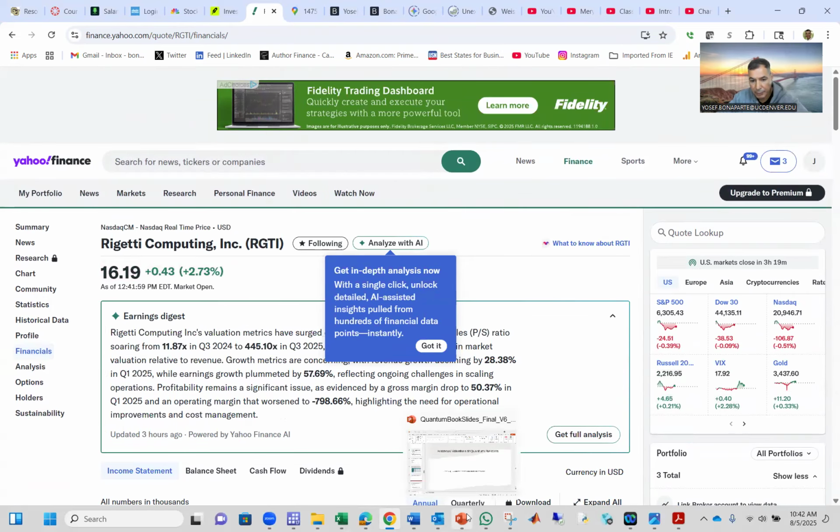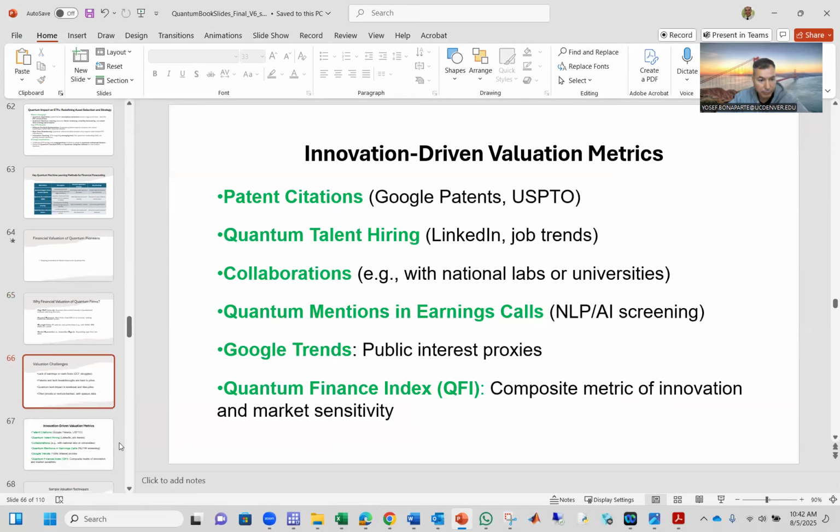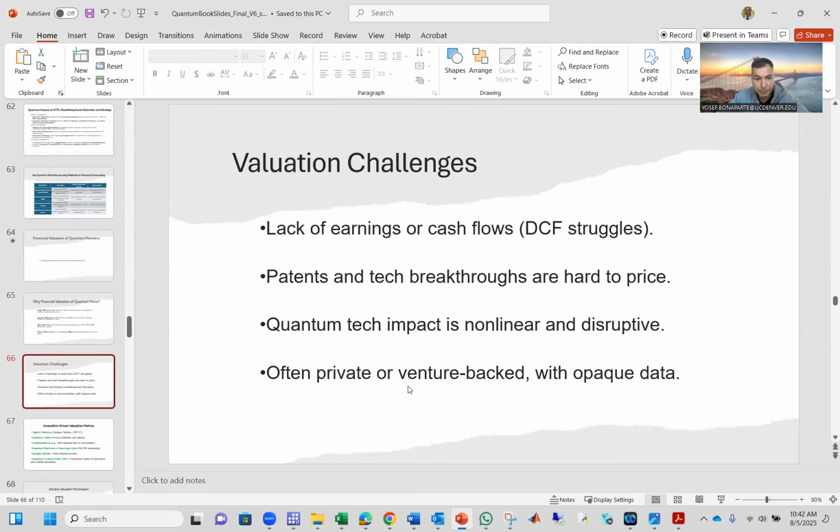So how to price these companies? You have to look at the R&D intensity, research and development, revenue growth, strategic value, IP patents. I'm going to teach you QFI, the Quantum Finance Index, where we go through patents, speculation, innovation signals, and see how NVIDIA interacts with them. Valuation challenges: with a lack of earnings, patents and tech breakthroughs are hard to price.